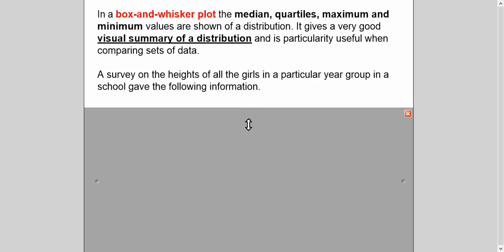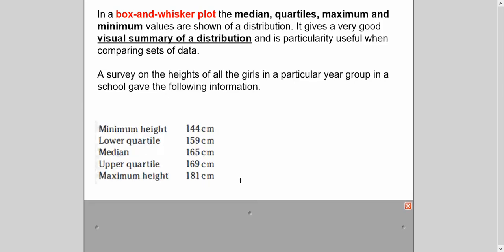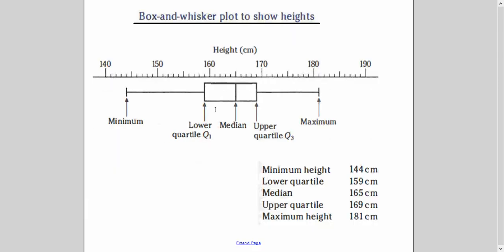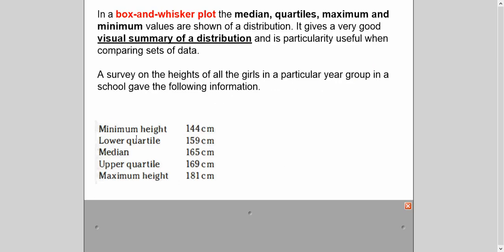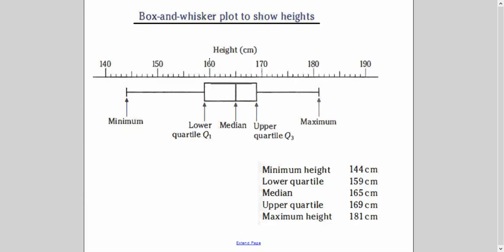So we will see the shape of the graph. How does it look like? For example, in a survey, this information is given to you about the height of the girls in a particular year group, and you have to express it in the box and whisker plot. So you always draw a straight number line and it takes all the numbers which are required in the graph. For example, the minimum value required is 144 and maximum is 181. So accordingly, you will draw your scale.